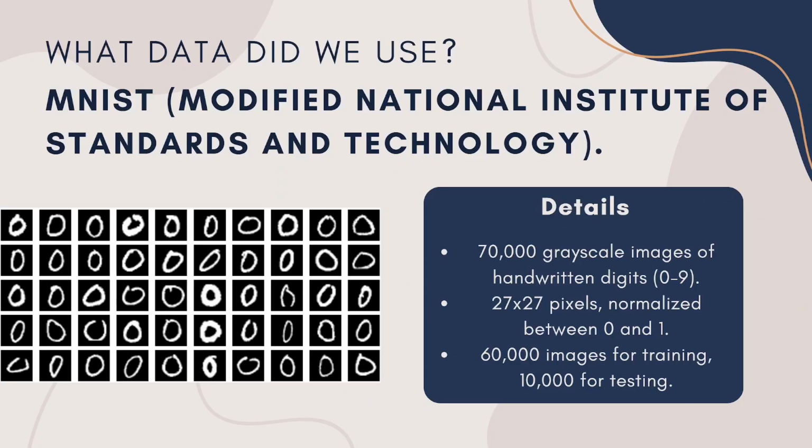What data did we use? We use the MNIST dataset, which is a benchmark dataset widely used in image classification. It contains 70,000 grayscale images of handwritten digits, ranging from 0 to 9. Each image has dimensions of 28 by 28 pixels, normalized between 0 and 1. Out of these images, 60,000 are used for training, while the remaining 10,000 are reserved for testing. This data allows us to efficiently test and evaluate the performance of our feature extraction pipelines.